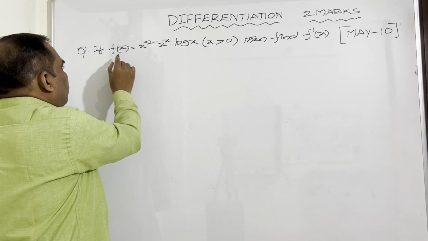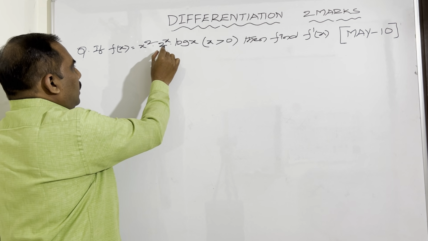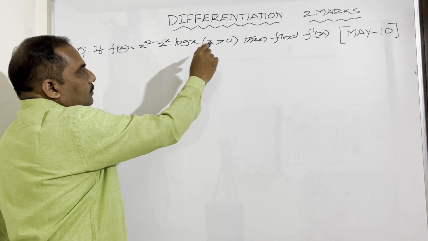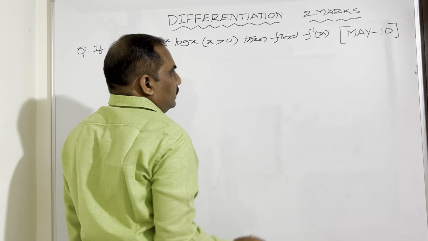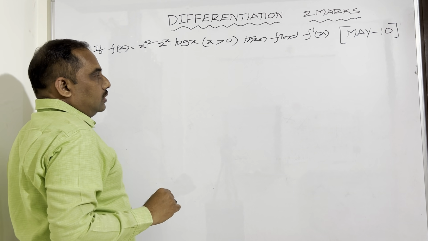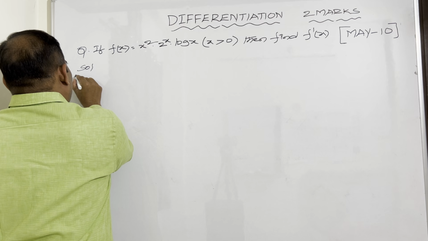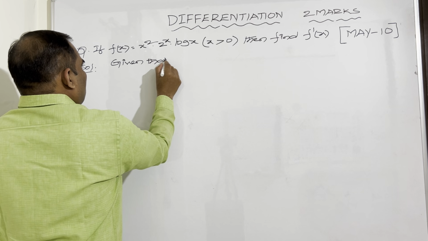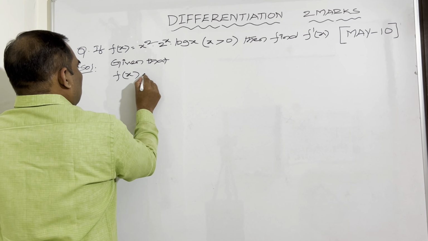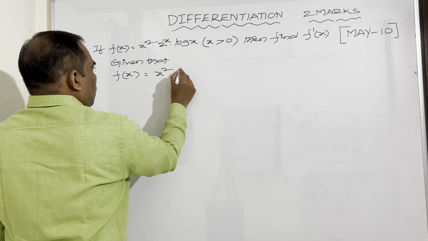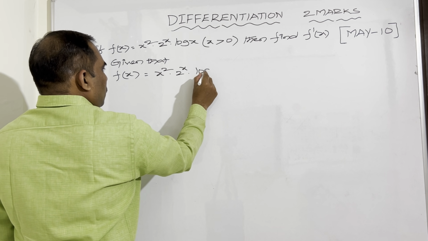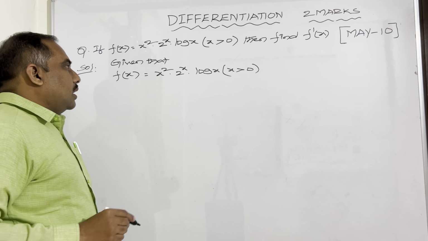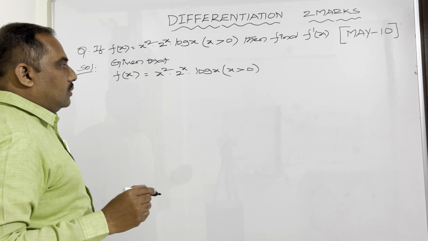The differentiation: if f of x is equal to x square into 2 power x into log x, x is greater than 0, that means x is positive, then find f dash x. So it was given in the May 2010. So now the solution. Given that f of x is equal to x square into 2 power x into log x, where x is greater than 0. See here we have to differentiate with respect to x on both sides.